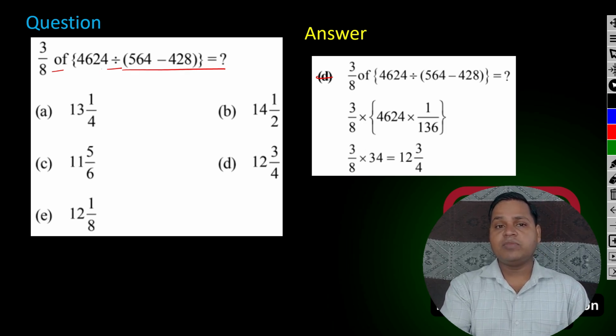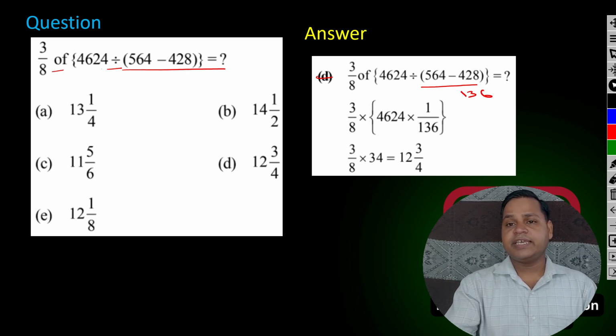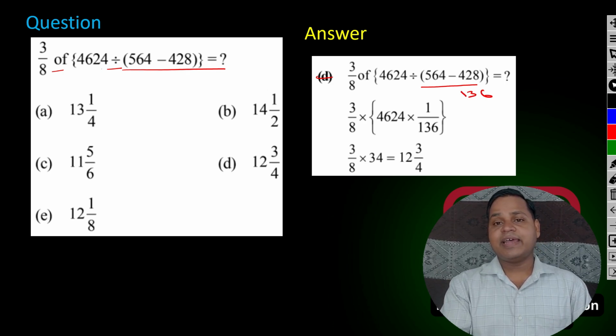So first we solve this bracket operation: 564 minus 428, and we get the answer 136. That means we also write this part as 136. Here it is the division symbol. That means if you have 4 divided by 6, that means 4 multiplied by 1 by 6. Similarly, we multiply 462 by 1 by 136.